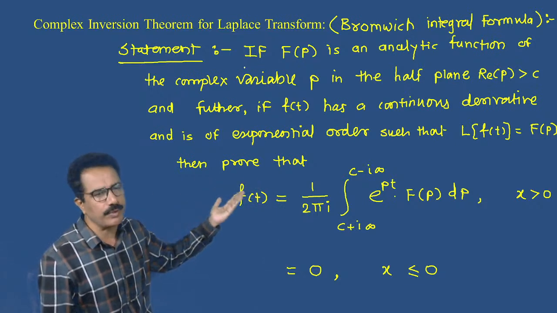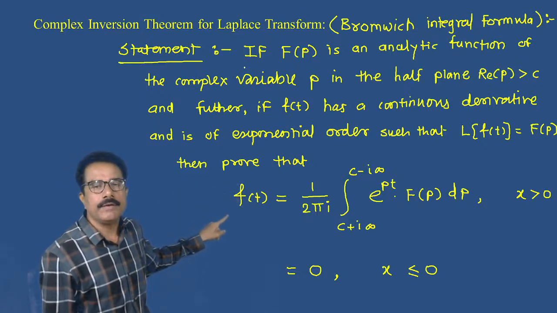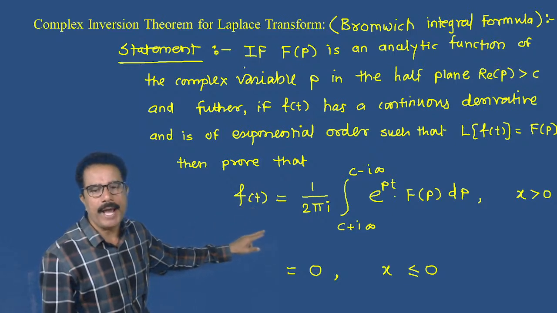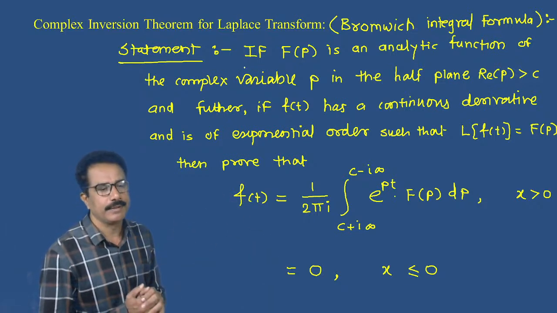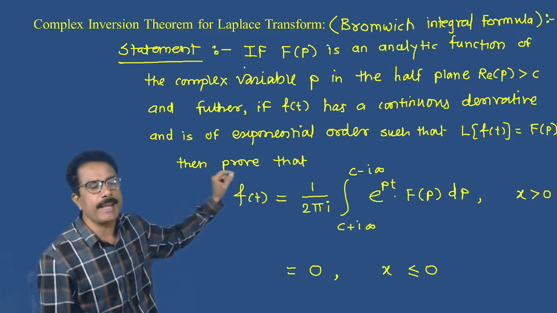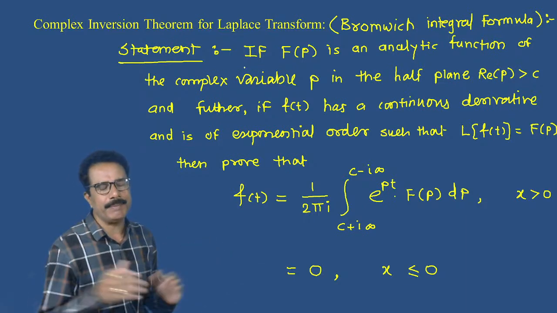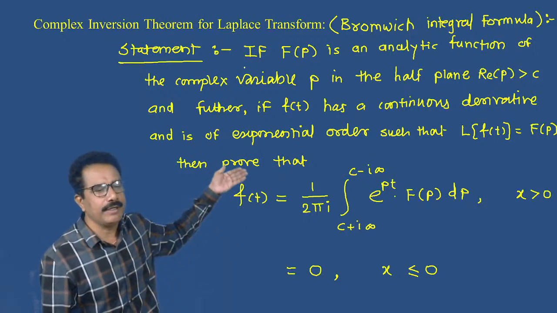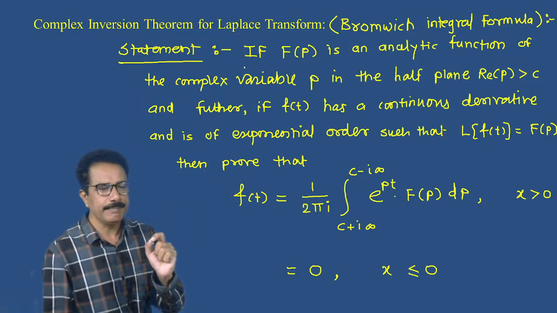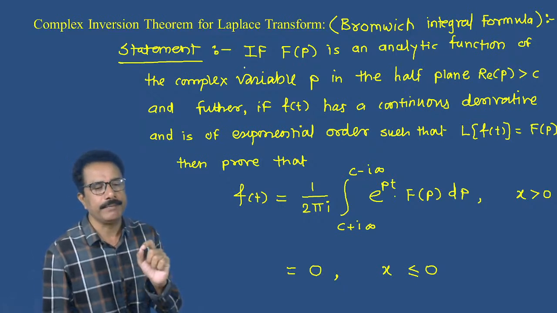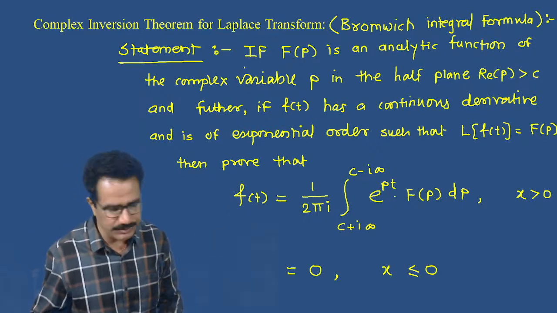or L inverse of capital F of P is equal to small f of t, then we have to prove that f of t is equal to 1 upon 2 pi i integral from c plus i alpha to c minus i alpha, where i is the imaginary unit. In a simple way, we can say from c plus i infinity to c minus i infinity of e raised to pt into capital F of P dP. This value is for t greater than 0.